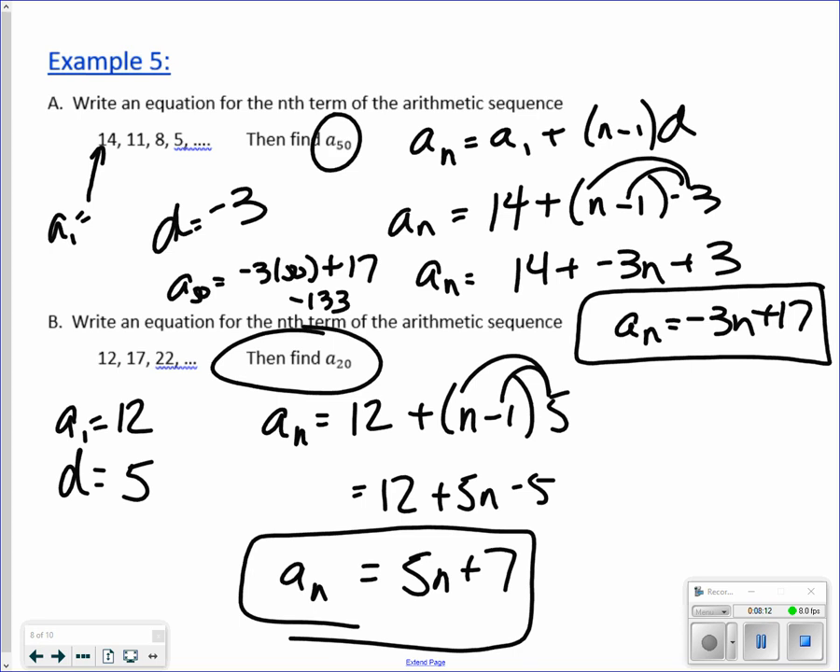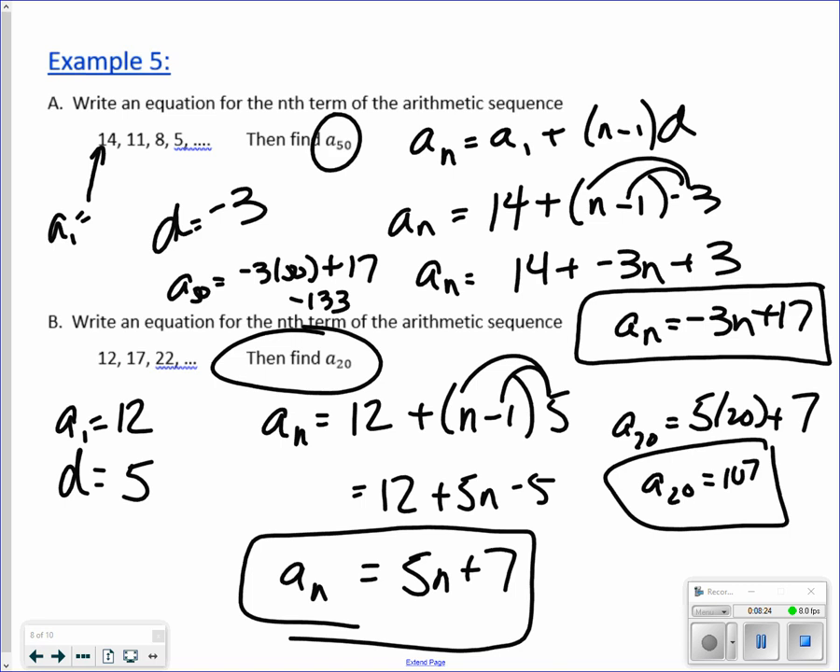Now, it's got a question that goes along with it. Then find a sub 20. So a sub 20 would equal 5 times 20 plus 7. So a sub 20 in this case is 107. So there's two parts to this. A, write an equation. B, find whatever term they're asking you to come up with. When they use this notation, the subscript number, that's the n. A sub 20 would be the 20th term in the sequence.